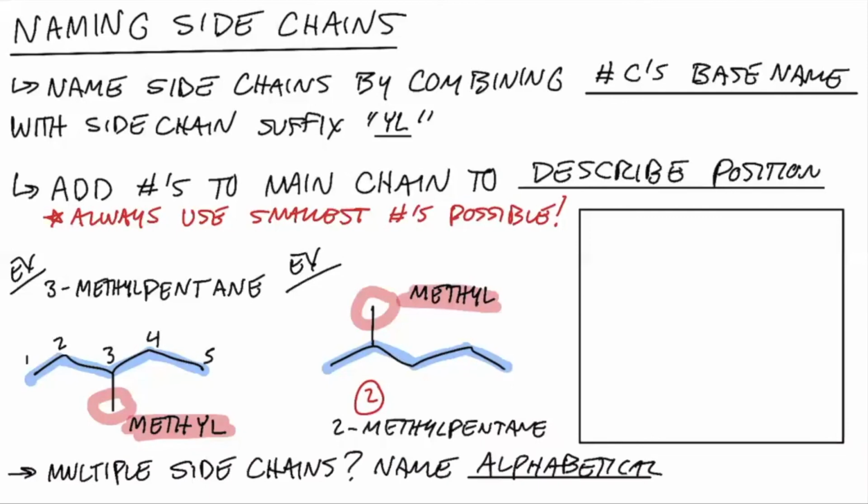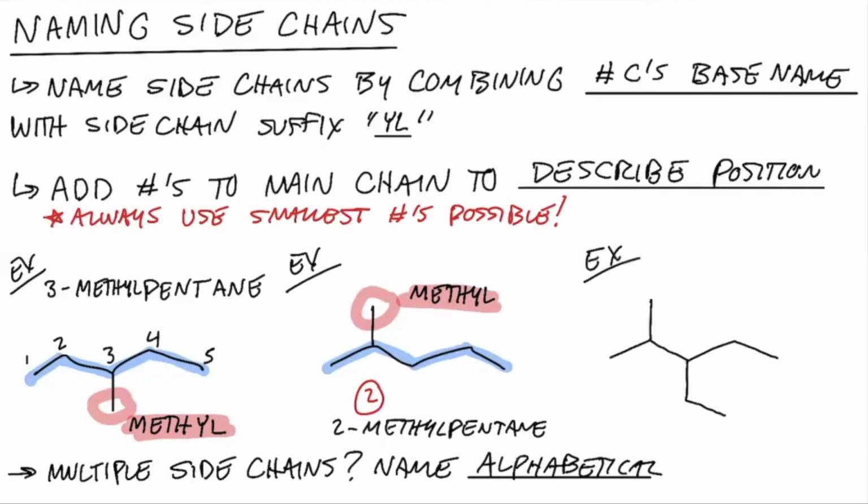So let's take a look at this example here. I'll give you a little starting hint: look for our main chain here in the same way. 1, 2, 3, 4, 5. And then go ahead, give it a shot. Guess the name for this compound.